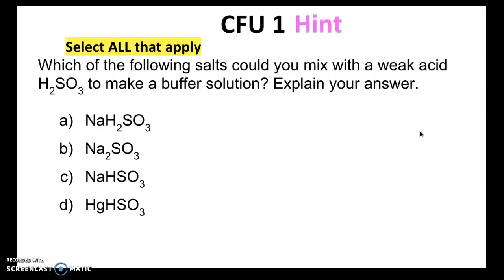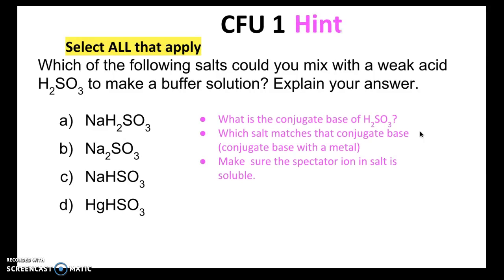Okay, so in this problem, you are asked which of the following salts could you mix with a weak acid, sulfurous acid right here, to make a buffer solution. Since it's a weak acid, you want to know the conjugate base of that weak acid, and then which salt would match that conjugate base. And you want to make sure that the salt, which has a spectator ion, is soluble. It cannot be insoluble. All right, so with that hint, you're going to pause the video now again and then try to answer the question.